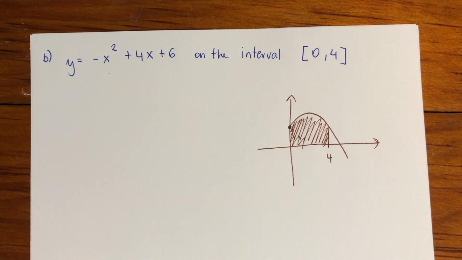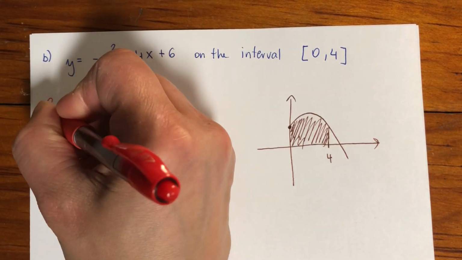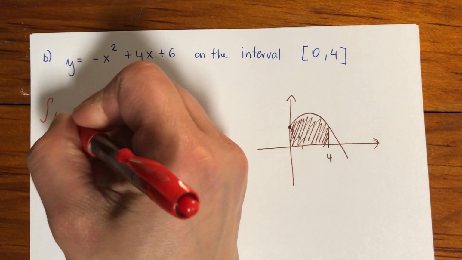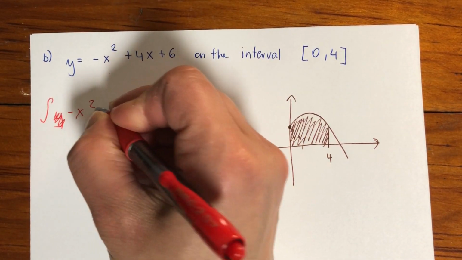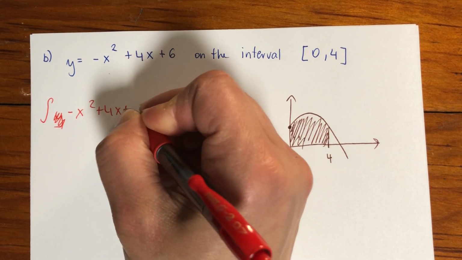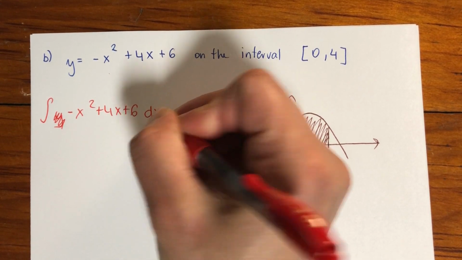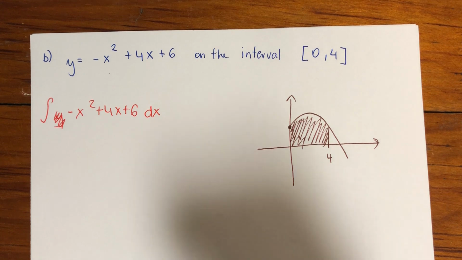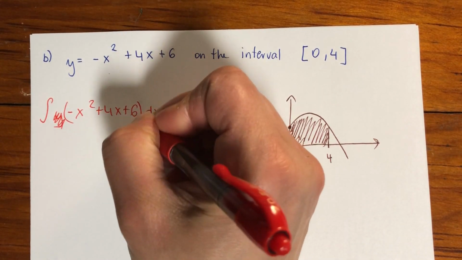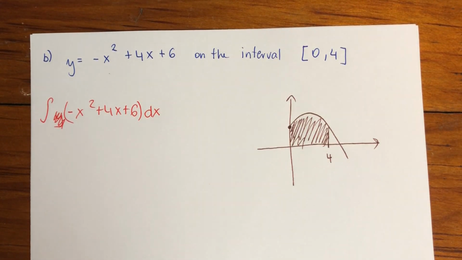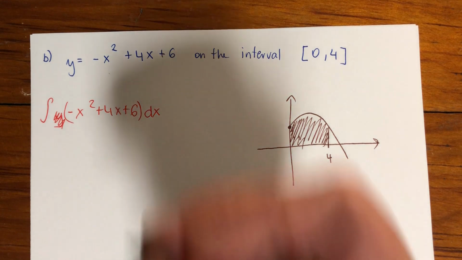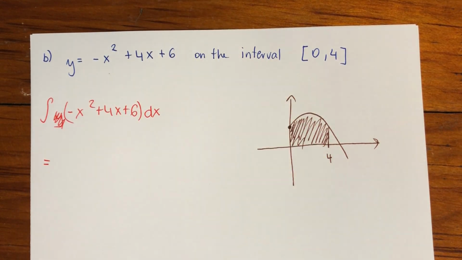So first we are going to find the antiderivative. Negative x squared plus 4x plus 6, and then I am going to put my dx. Just to be a little bit more proper, I am going to put this in parentheses. And I do know that I need to do this on the interval from 0 to 4, but I'm going to take care of this after. So the first thing is let's integrate that. Let's see what this is equivalent to.